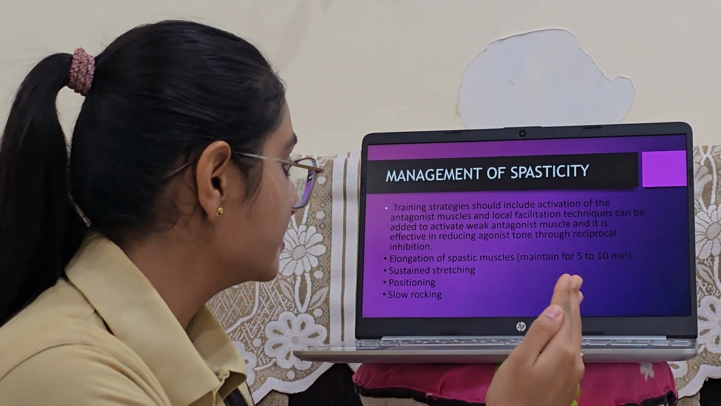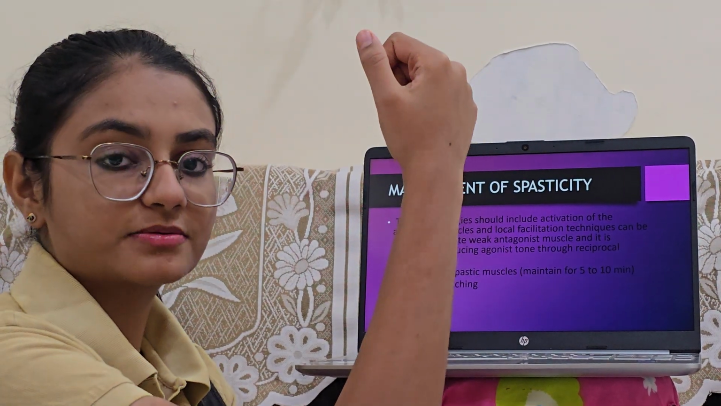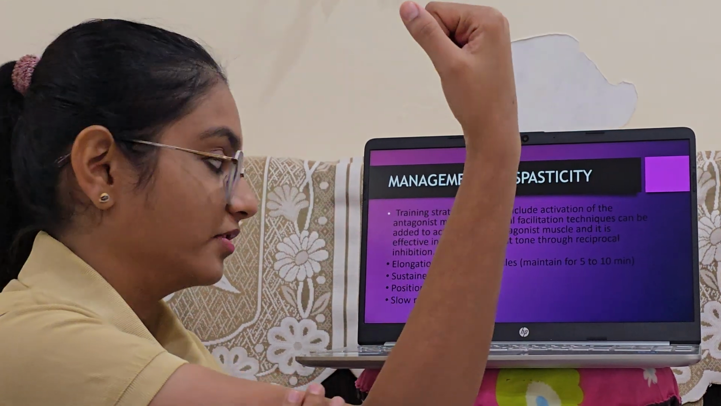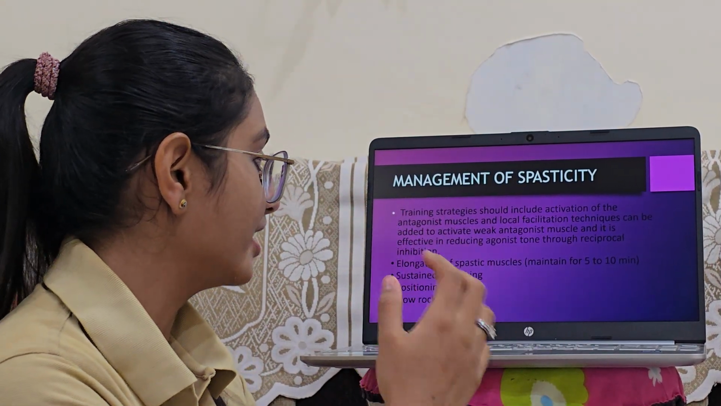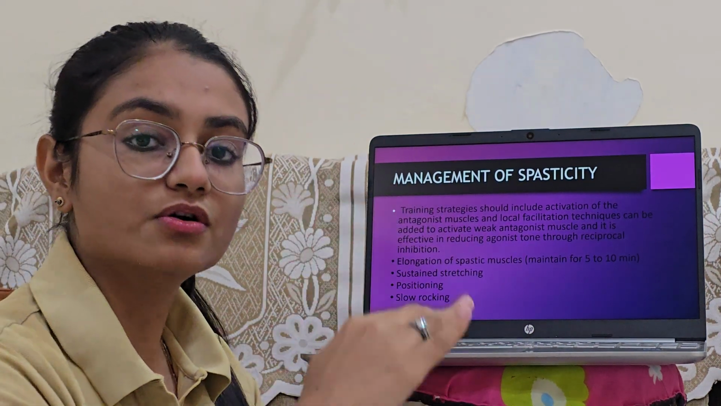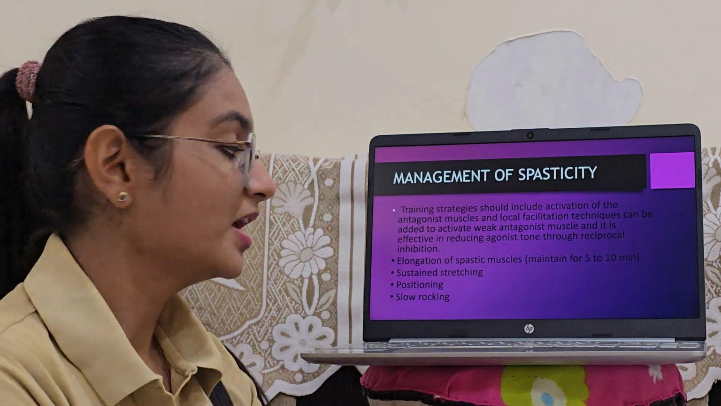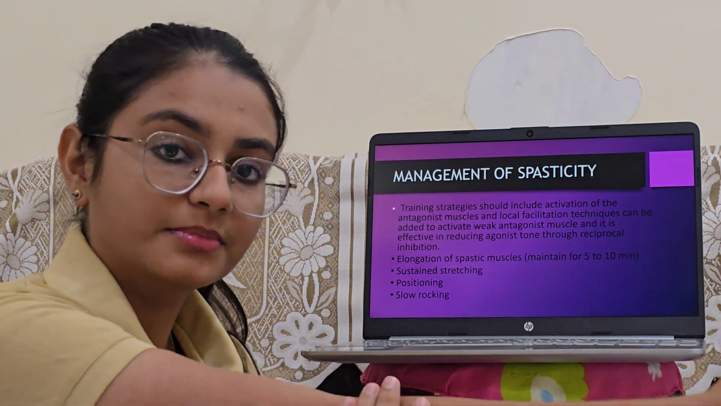Management of spasticity: training strategies should include activation of the antagonist muscle. For example, if the biceps are the agonist, then the triceps are the antagonist muscle. Local facilitation techniques can be added to activate the weak antagonist muscle. It is effective in reducing agonist tone through reciprocal inhibition. Then the elongation of spastic muscles should be maintained for 5 to 10 minutes.